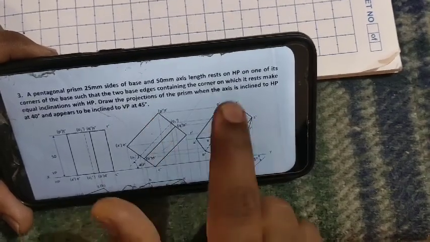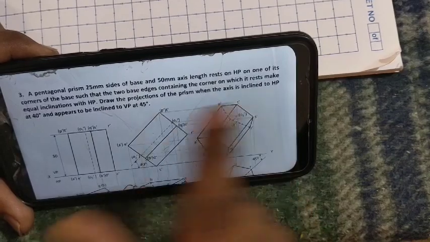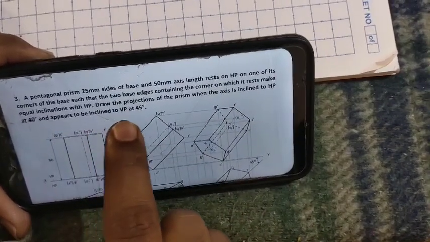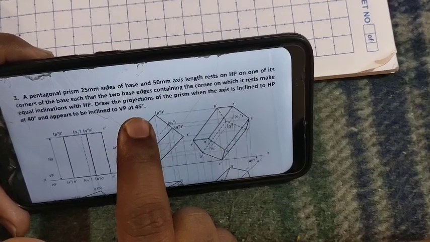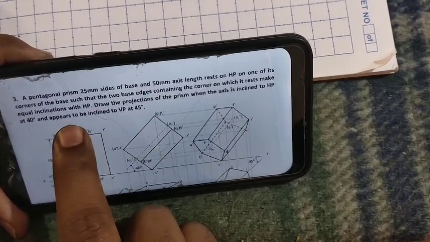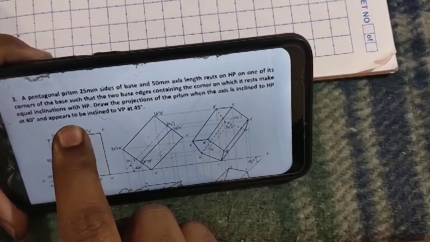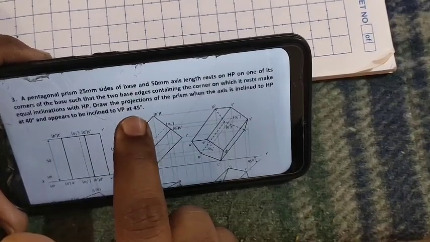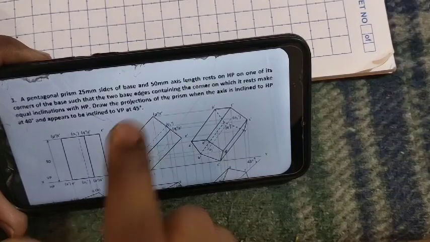So here remember, the axis is inclined to HP at 40 degrees and appears to be inclined to VP at 45 degrees. Okay, so there is a word called appears. So here the given angle will be beta angle. No need to find beta here. Okay, so I think you understood.